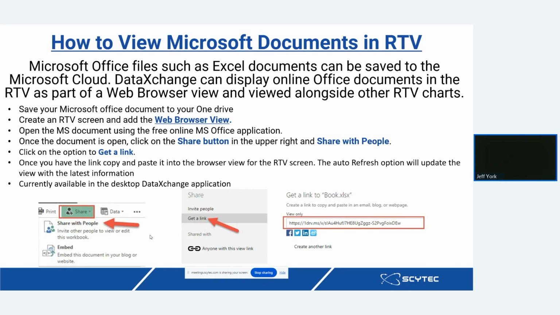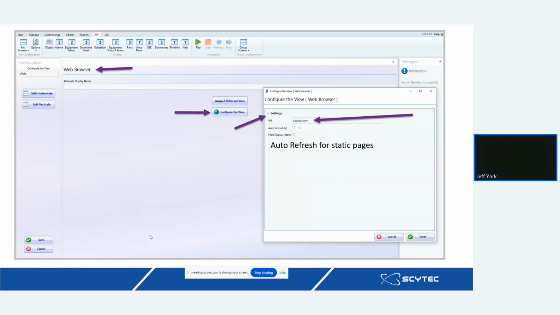You also want to select the auto refresh option as well, and then it will display. So once again, this is going to be the web browser view, where you can then click on configure the view, and then under settings, you can paste in whatever link or one of those links that you get from an online Microsoft Office document, paste it in where it says that URL option. And if you're using a static page there, so that it'll populate when data comes up, so that nothing is out of order.